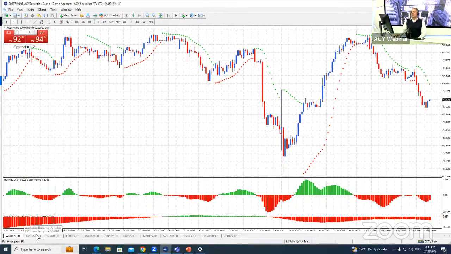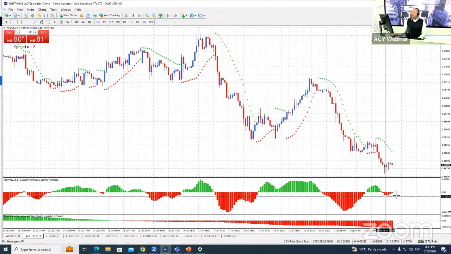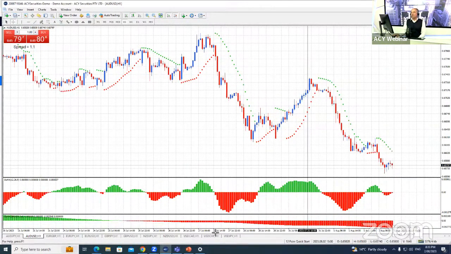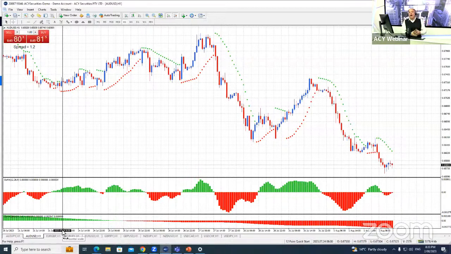I could go across to the Aussie dollar. Same thing, the hourly's red, the daily's red. So we're looking for a sell setup on the Aussie today. We also just happen to come at a time where the Aussie has been selling off quite rapidly. There has been some fundamental news come out about not raising rates for the second time in a row. But rather than getting into all of that information, we could literally say, what is the market telling us? What is the trend telling us? What is the momentum telling us?